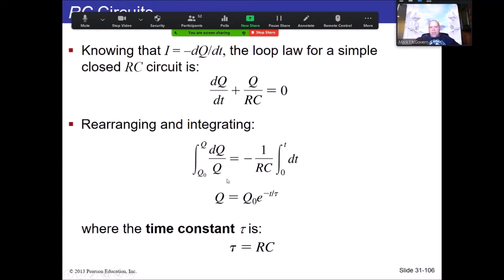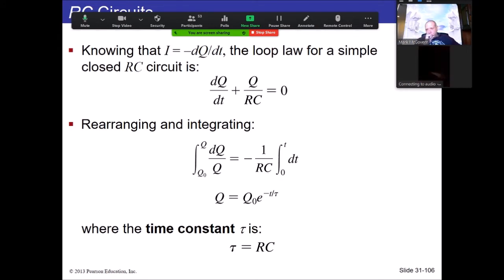So if we integrate this, the left-hand side becomes a logarithm, and we'll just say ln Q. And the right side here becomes t over RC. We're going to take that logarithm and turn it into its exponential form.